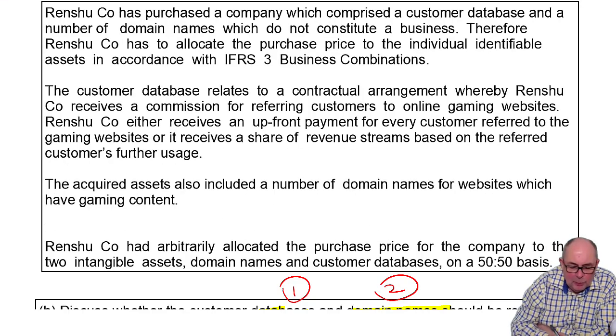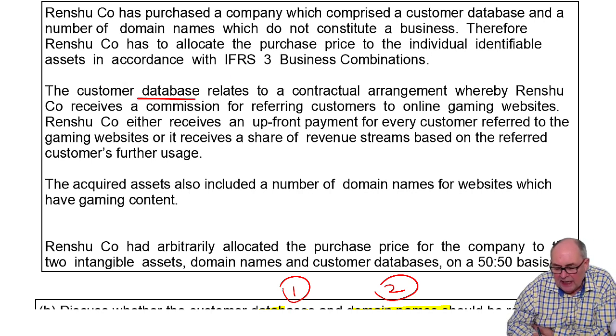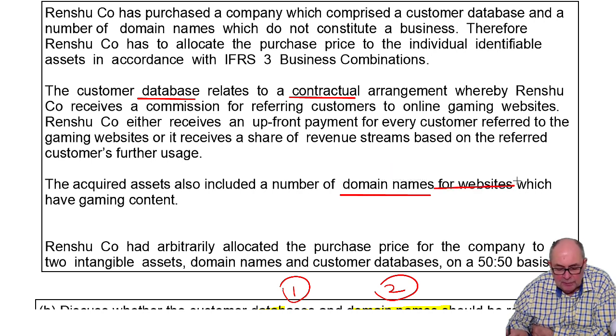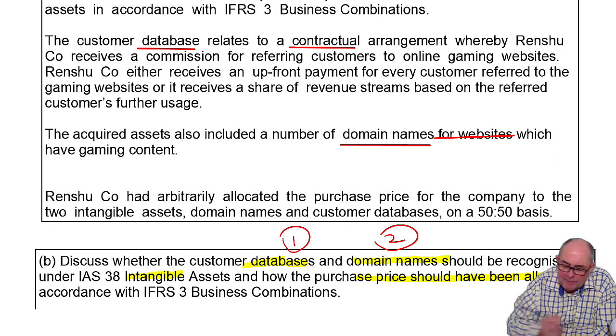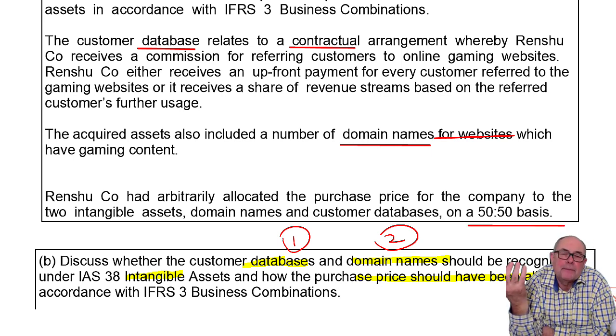You can see the link words now, can't you? I can see the database is about contractual rights. I can also see that the domain names, wherever they are, well, they're for websites. So I would assume they're the sort of thing that you could sell on. And I can also see at the moment, they've allocated the price on a 50-50 basis.